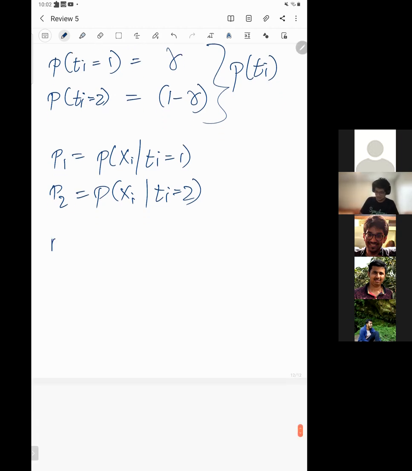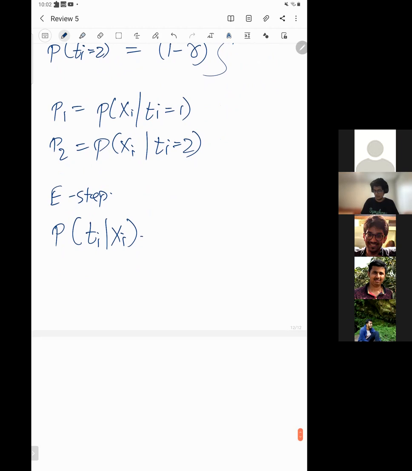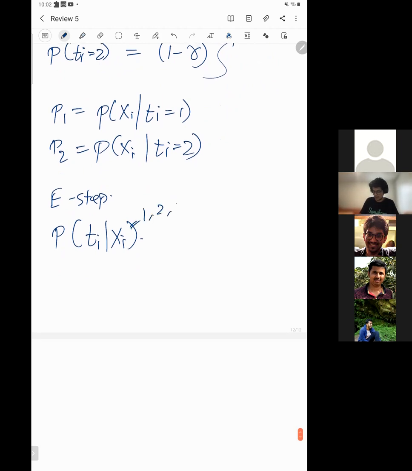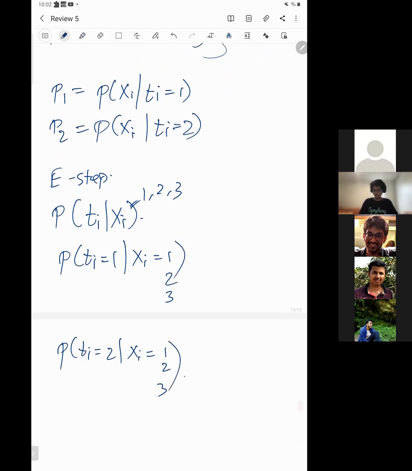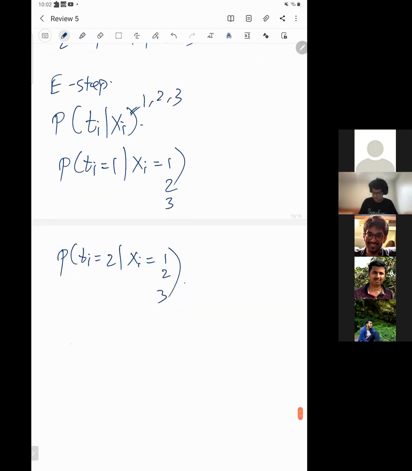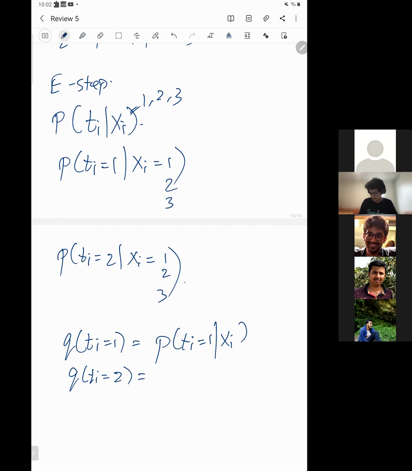So in each step, all you need to do is calculate P of Ti given xi, for xi equals 1, 2, 3. So you need to calculate 6 quantities: the probability of Ti equals 1 given xi equals 1, 2, 3, and the probability of Ti equals 2 again given xi equals 1, 2, 3. Once you calculate all 6 quantities, you equate Q of Ti equals 1 with the probability of Ti equals 1 given xi. So now you have obtained your distribution Q.